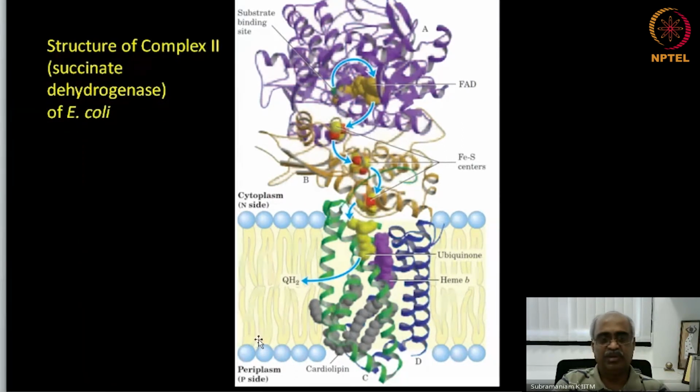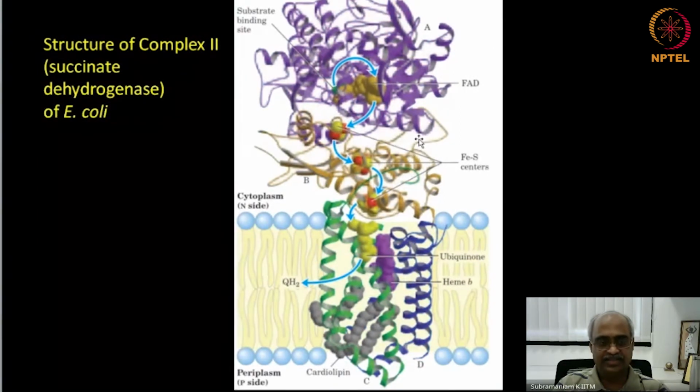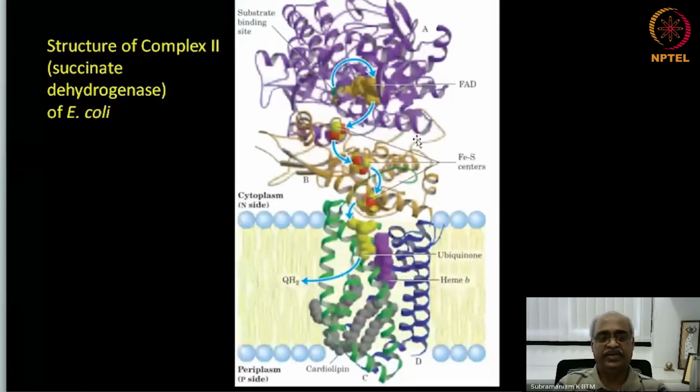So shown here, this lipid bilayer. This is on the cytoplasmic side. When you look at E. coli, E. coli does not have internal organelles, and it doesn't have mitochondria. So its cytoplasm behaves like the matrix of the mitochondria in eukaryotic cells. That is why it is written cytoplasm. This is not a typographical error. This cytoplasm of E. coli behaves like our mitochondrial matrix.